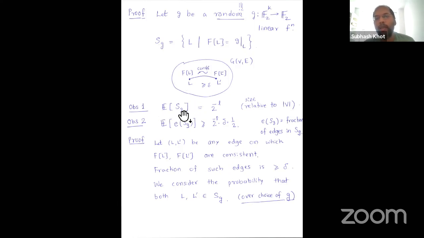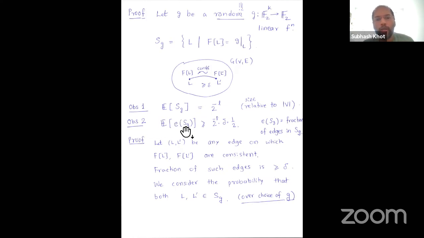Now, what's the expected size of this S sub G relative to the size of the whole graph? This is clearly 2 to the minus L, because for any fixed L, the answer f of L is a fixed answer that's given there. And then what's the probability that it's consistent with G for a random function G? On an L dimensional space, you are consistent with some fixed answer with probability 2 to the minus L. So the expected size of this set S sub G is 2 to the minus L. Okay, so this is easy.